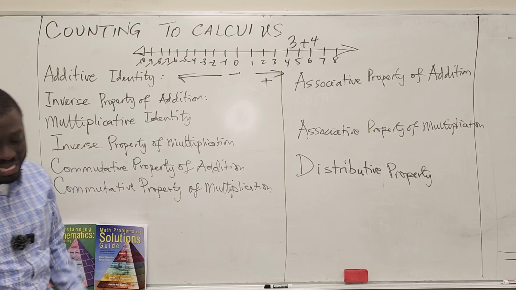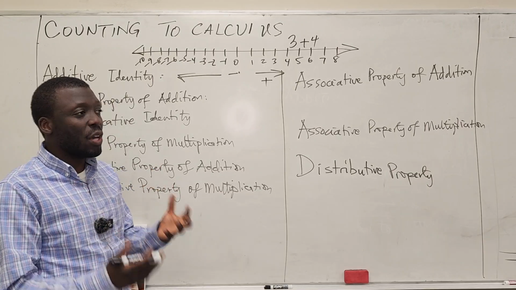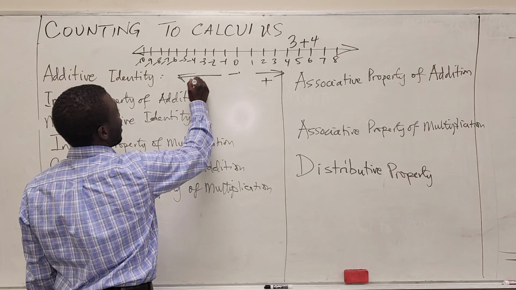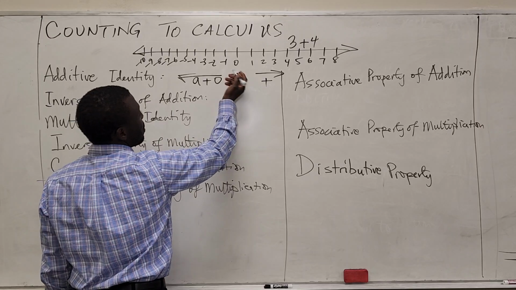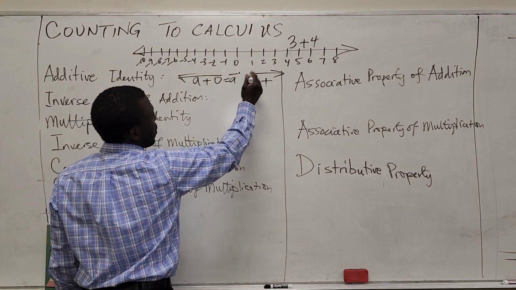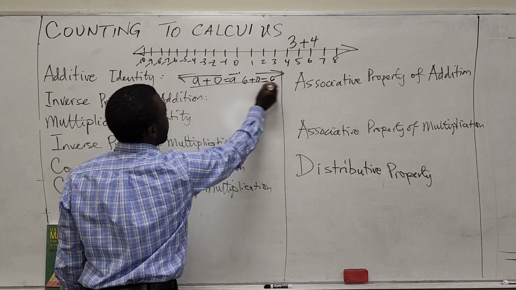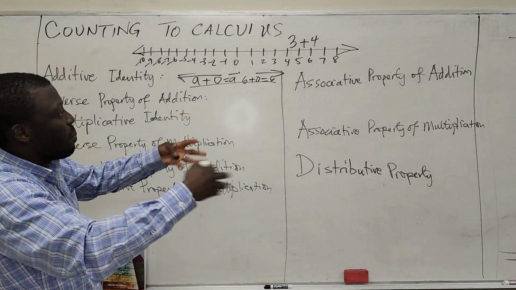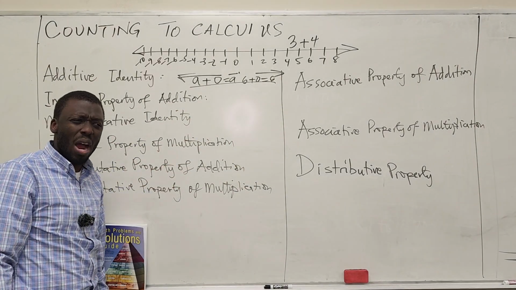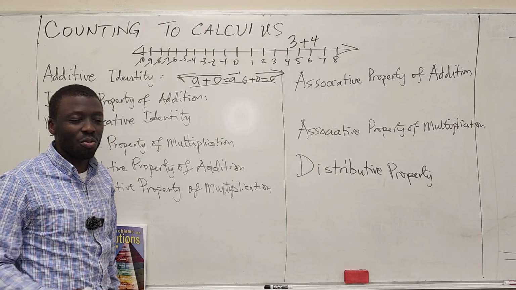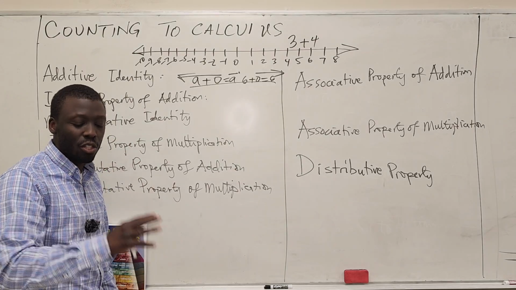So the additive identity property. Anything plus 0 is just the thing. We say a plus 0 is a. So 6 plus 0 would be 6. Anything plus 0 is just the number. The number plus 0 is the number. You might wonder, why are we doing that? You'll find out when you do things like completing the square. It's a nice thing to know.